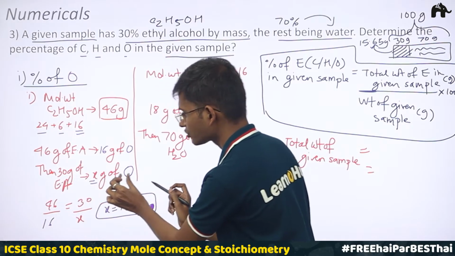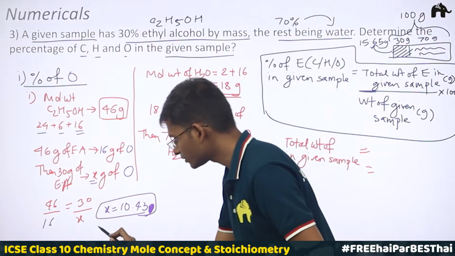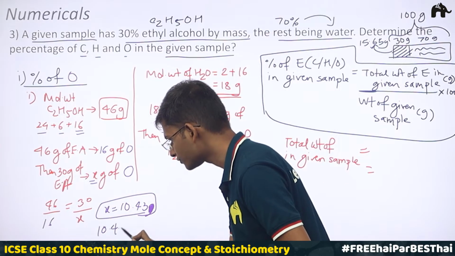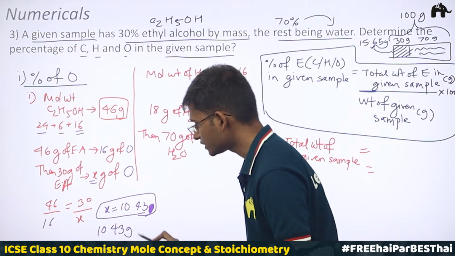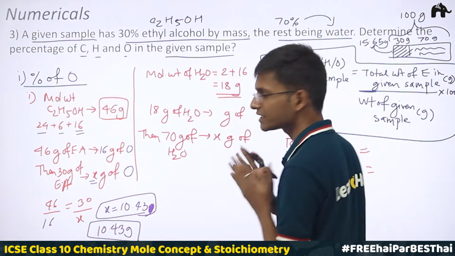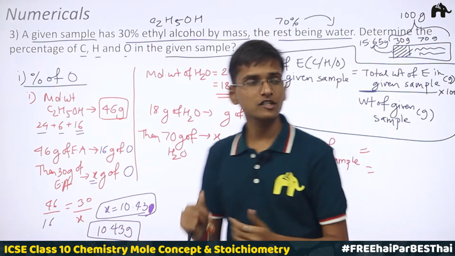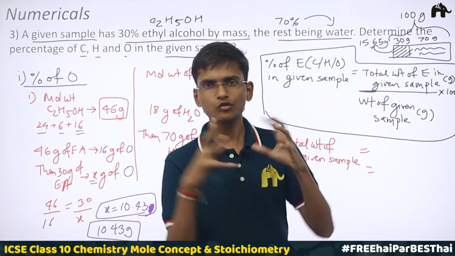So this means that 10.43 grams of oxygen is present in 30 grams of ethyl alcohol. Understood? So I would write here: 10.43 grams of oxygen is present in 30 grams of ethyl alcohol. You just write the complete sentence. Now moving ahead, let's find out how many grams of oxygen are present in the 70 grams of water. Then we would add it.